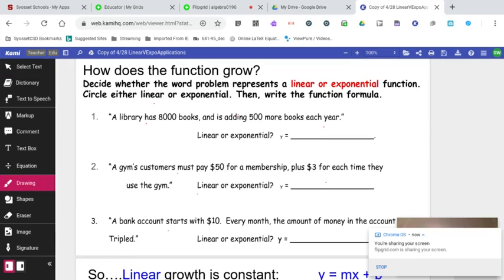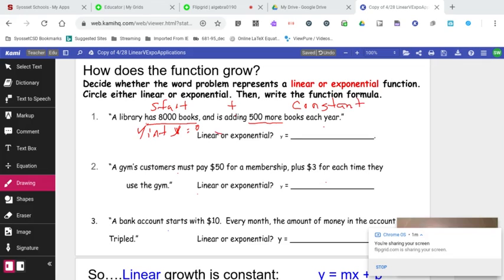In the first example, a library has 8,000 books. That's the start, also called the y-intercept, when x equals 0. So at time 0, when x equals 0, we have a y-intercept of 8,000. And we're adding 500 more books per year, which is your constant rate of change. So we're constantly adding 500 books per year.